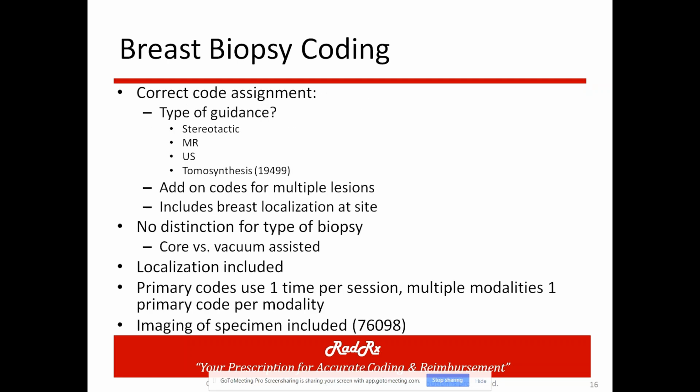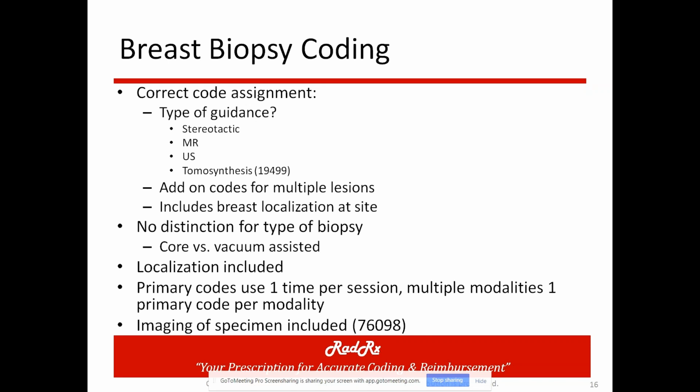So with the breast biopsy codes, we need to determine what type of guidance was used in order to select the correct code. So the three codes that we just looked at, or the three code pairs, I should say, because we had a primary and an add-on code for each type. We have codes for stereotactic, for MR, which is of course the magnetic resonance, and then ultrasound.